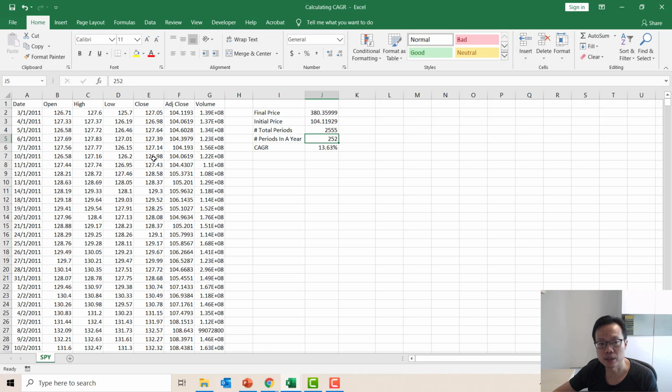But if you were to switch to, say, monthly data, then the number of periods in a year is going to be 12, because there are 12 months in a year. Or if you switch to weekly data, then the number of periods in a year is going to be 52, because there are 52 weeks in a year.